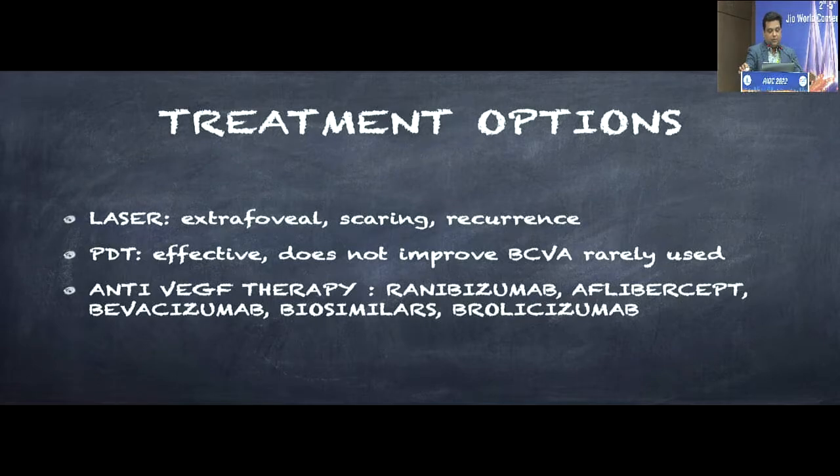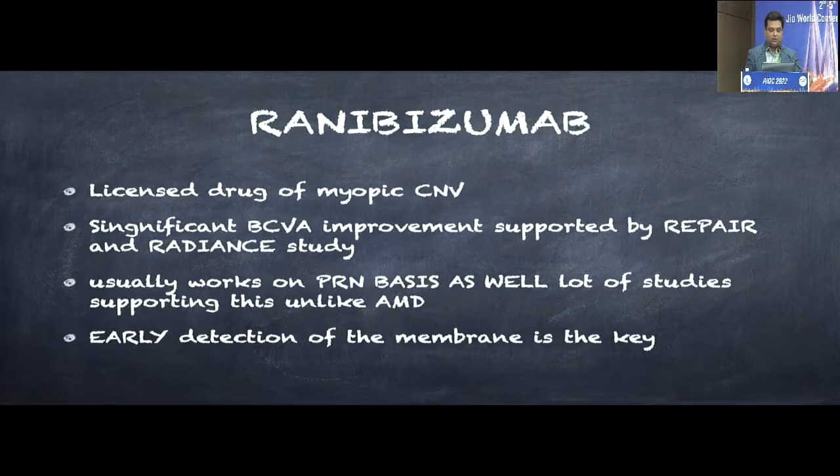Anti-VEGF therapies are commonly used and are the most accepted form of treatment nowadays. All these molecules, right from ranibizumab to bevacizumab, including bevacizumab biosimilars, and aflibercept, have been tried. We'll just take each one of them very briefly. Ranibizumab is one of the first licensed drugs for myopic CNVM. It significantly improves visual acuity, and it's supported by various landmark studies like REPAIR and RADIANCE, which have already shown us that it usually works better even with a PRN basis of treatment.